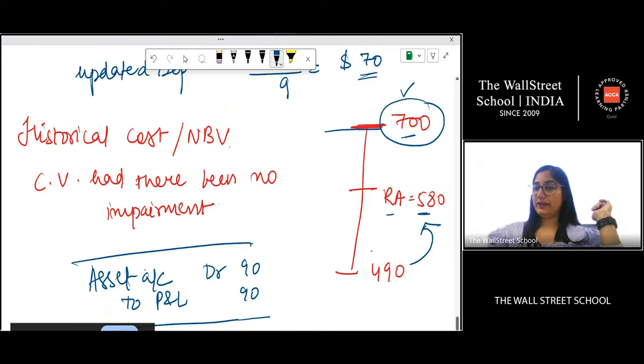Recoverable amount kitna 580 ka hai. 490 pe hum khade the. To hum log 490 se 580 tak ja sakte hai. Lekin hum log 700 ke beyond nahi ja sakte. Because phir to ye ho jayega na ki hum log cost se bhi upar ja rahe hain asset ki. And that is not possible.